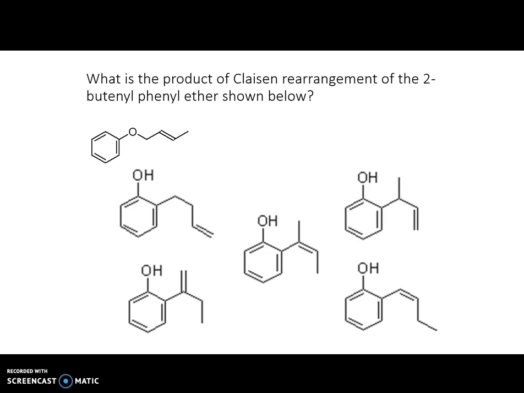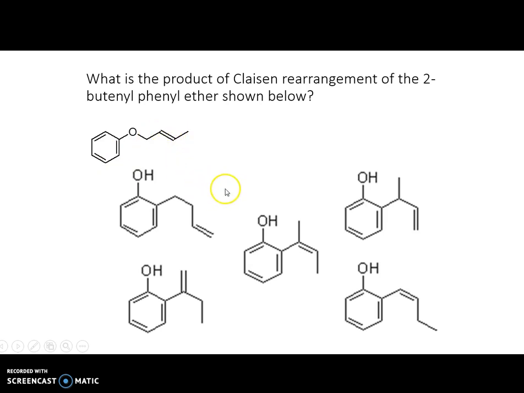So what is the product of the Claisen rearrangement of this allyl ether? Well, when I look at this, the carbon that's going to get attached to the ring is going to be this one right there. And that's going to break. We're going to make that. That means there's going to be a methyl group on the carbon that is attached to the ring. And this double bond will be gone and over here.